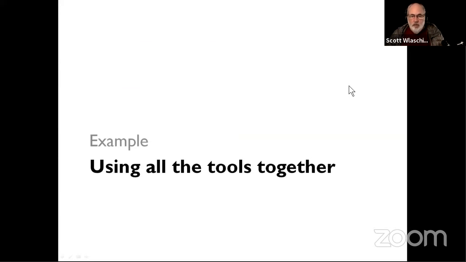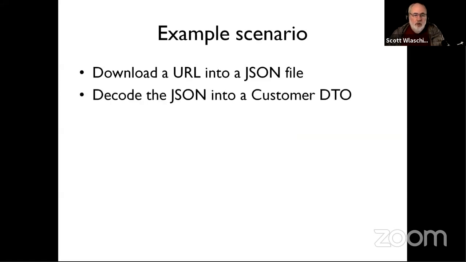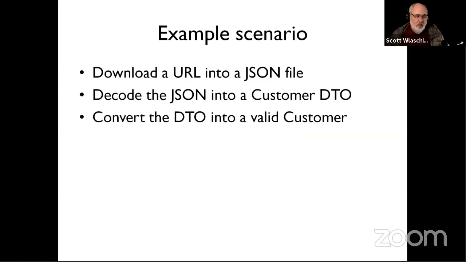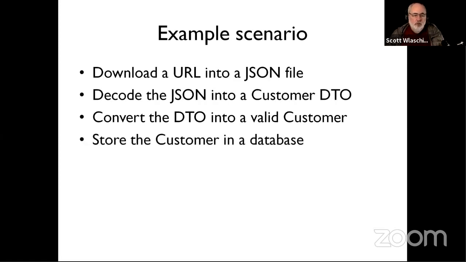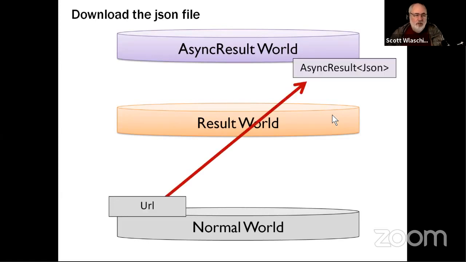Now let's use them all together to solve the original problem we had of downloading some JSON. Let me just repeat what we had. You're going to download a URL into a JSON file. We're going to decode the JSON into a customer DTO. We're going to convert the DTO into a valid customer. We're going to do validation on it. And we're going to store the customer in a database. So again, to revisit, we started with a regular URL, and the output is in this async result world. It's in a completely different world from the input. So this is a world crossing function. So we're going to be using the world crossing function technique on this, which is bind.